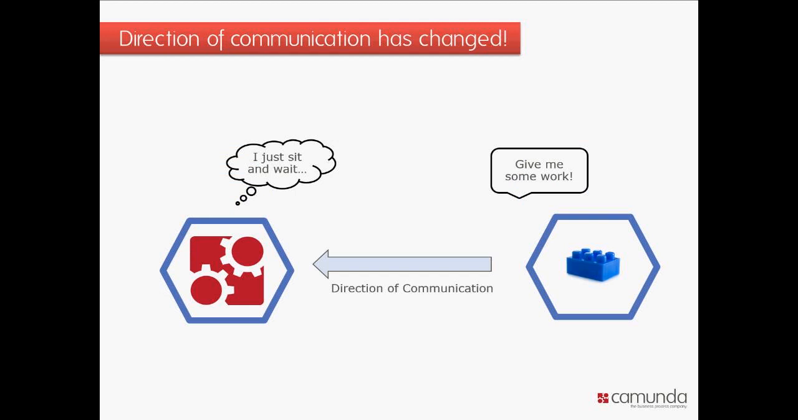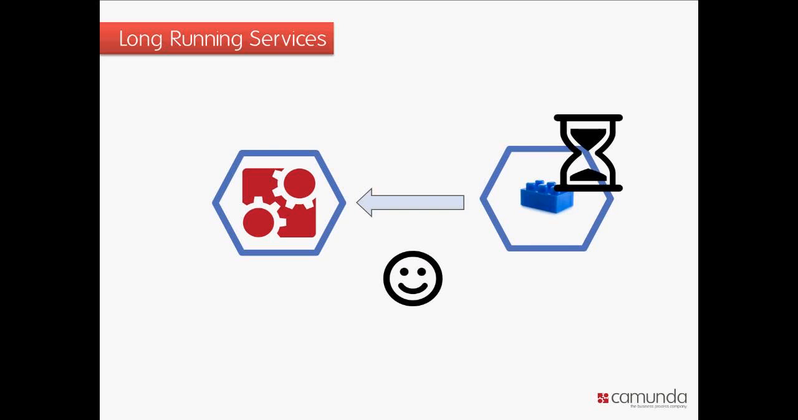So what are the advantages? Let's quickly go over that, and then we jump into a live example. So we basically change the direction of communication. The service now gets the work, and that changes a lot of things. Long running services are not a problem because we can say fetch and lock. That's an atomic operation. No timeouts here. Then the worker can do whatever it does, and after 12 hours, it says complete. Perfectly fine. No problems here.